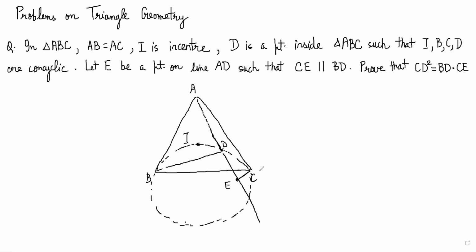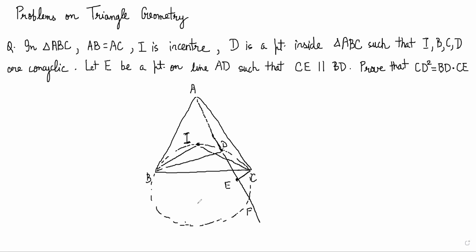Okay. Now let's say this AD line extended intersects the circle here at F. Let's say this point is F. We have to show that CD square is equal to BD into CE, right? So what we draw is BI and CI. I is the incenter, so obviously these BI and CI are angle bisectors.